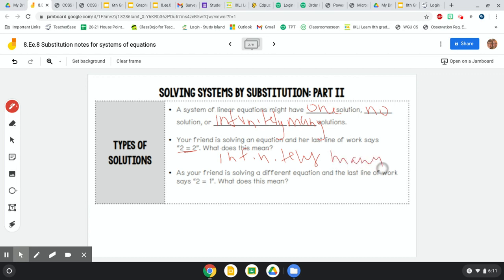And that third and final bullet point of your note part, it says, as your friend is solving a different equation, the last line of work says 2 equals 1. Well, again, you're asking yourself, is this a true equation? Does 2 actually equal 1? In this case, it doesn't. So it's not going to be infinitely many. This one's going to be a no solution.